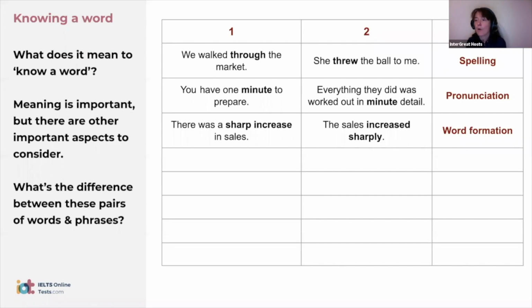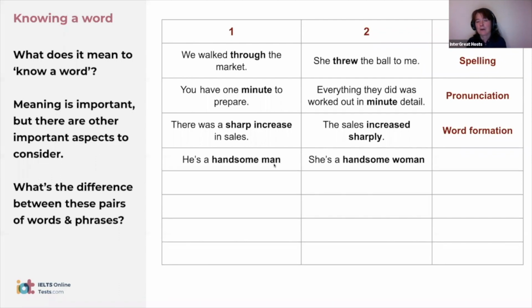Remember that it's not always a case of using a different word, a synonym, but if you can use a different part of speech, that shows the examiner that you have a very good command of the language. So that's another thing to think about. Okay, what about the next one?